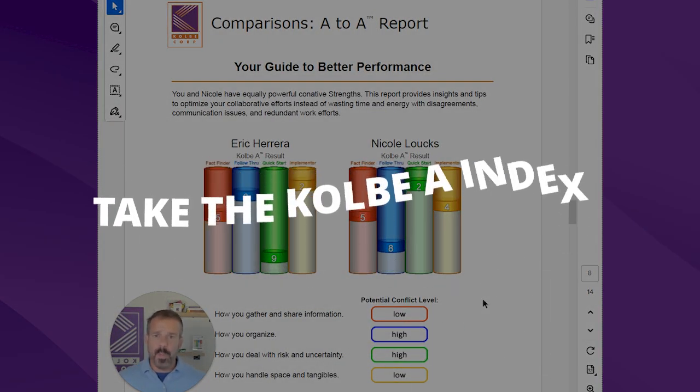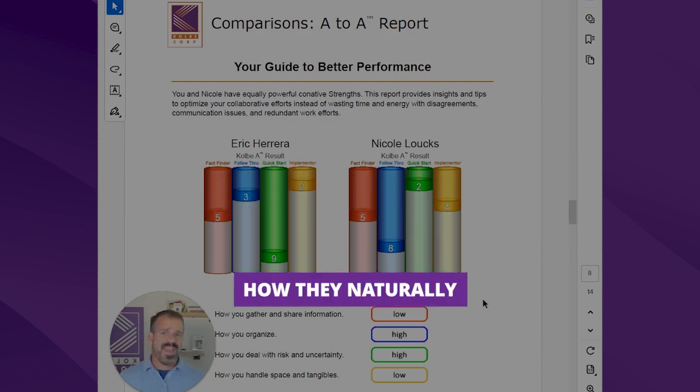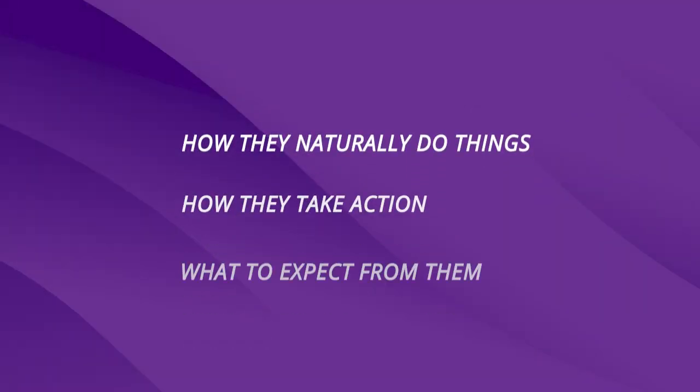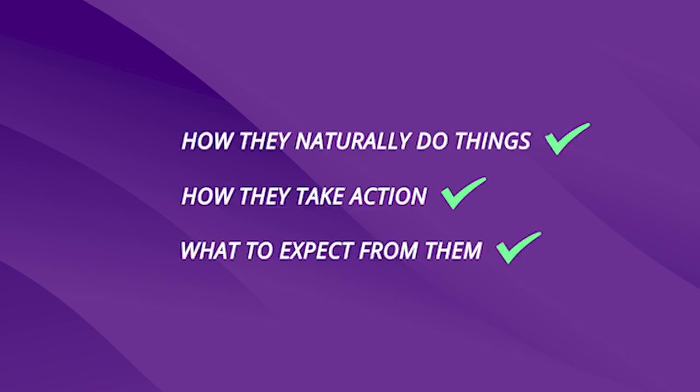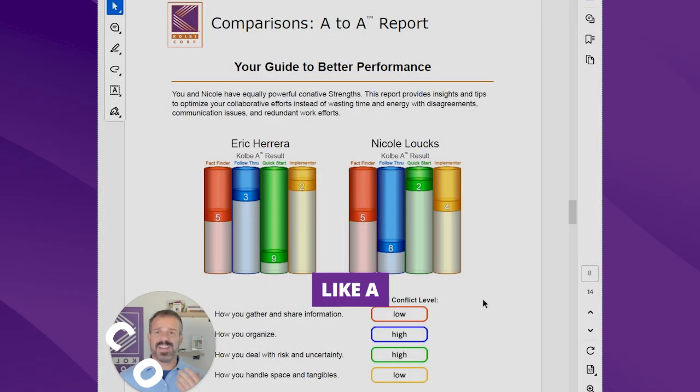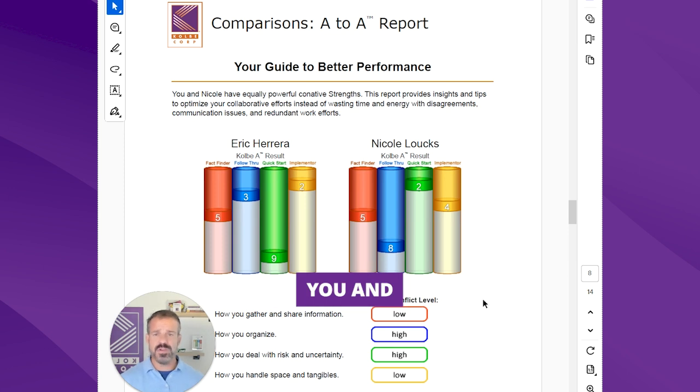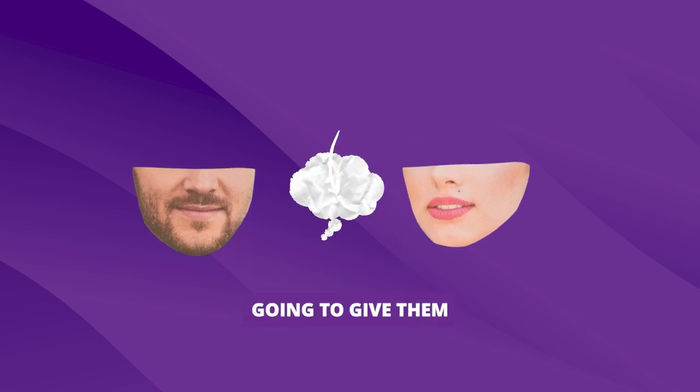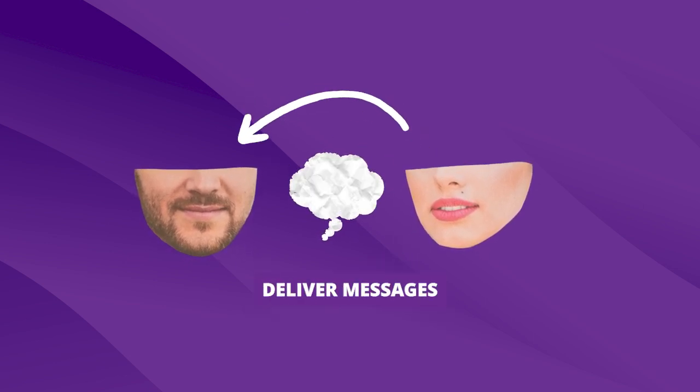You had them take the Kolbe A index. So you know how they naturally do things, how they take action, and what to expect from them. The next step is to do a comparison A to A report. Think of this like a communication guide between you and your new employee. It's going to tell you specifically how to deliver messages to them, and it's going to give them a specific guide for how to deliver messages to you.